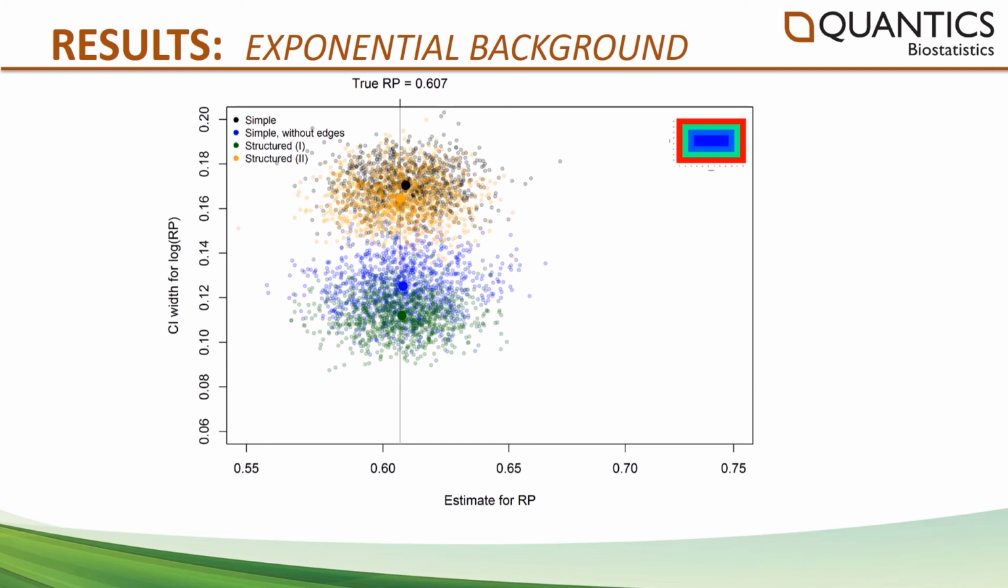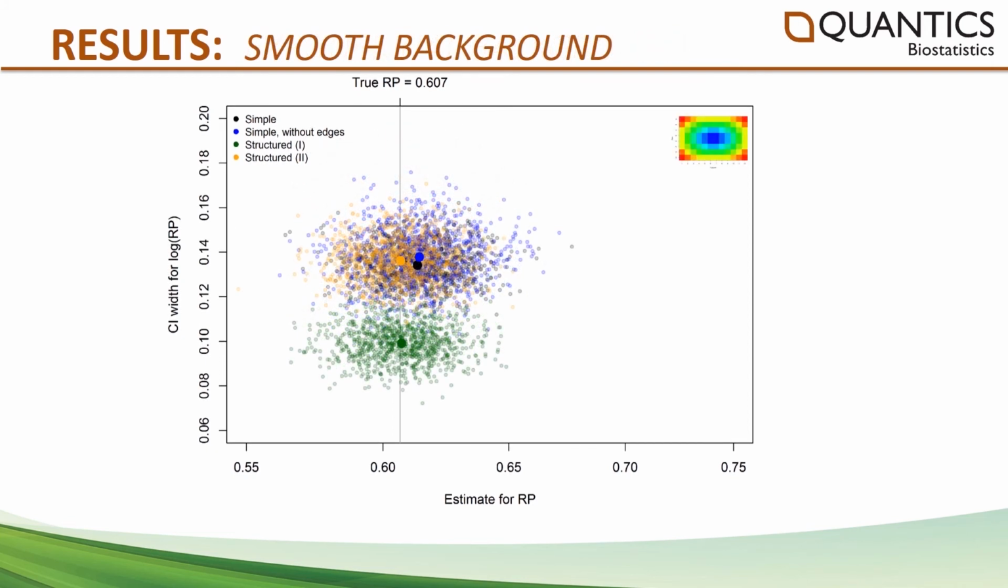This slide shows the results where we have the smooth background on the plate. And here, if we first of all compare the blue and the black clouds of points, that represents the simple design with and without the edges. Excluding the edges actually doesn't really help you very much at all, because that's only a very small part of the problem on the plate. In both cases, we've got what looks like quite a substantial bias. The dot is to the right of the true relative potency, and the cloud of points is relatively high, indicating that they're both quite variable. The blue is, on average, more variable because we've thrown out data.